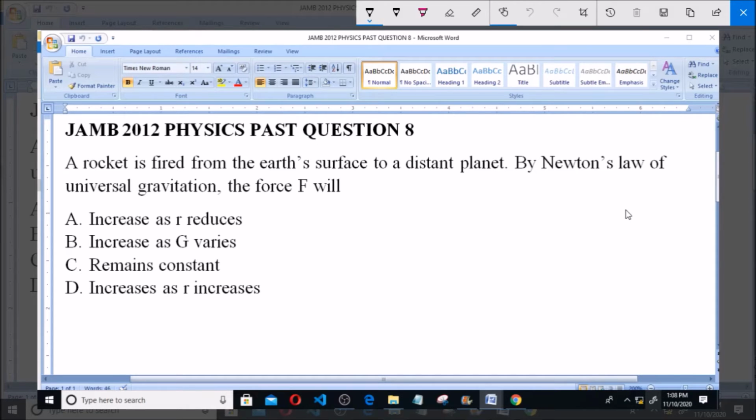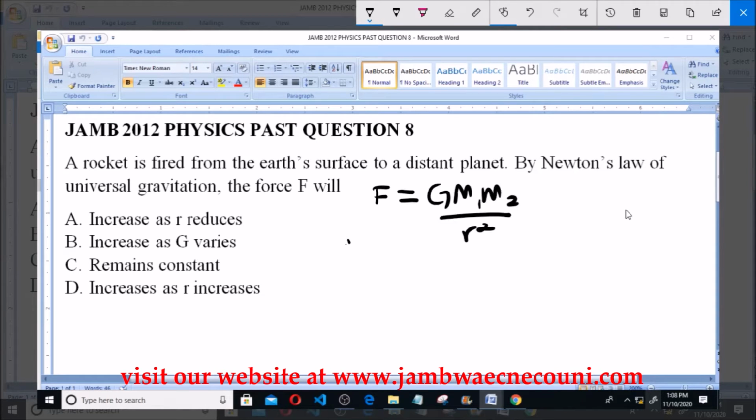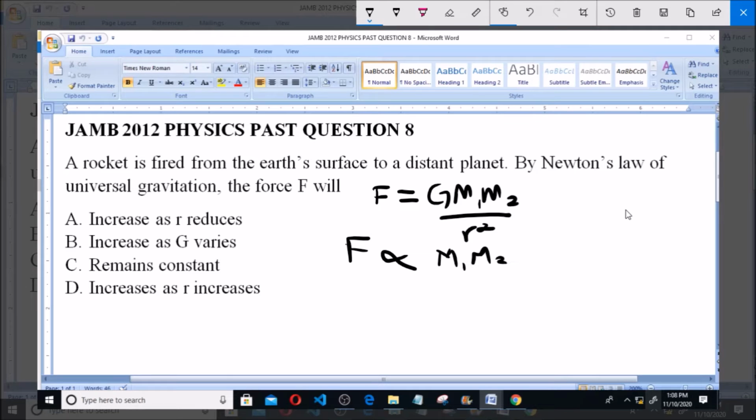So Newton's universal law of gravitation is mathematically represented like this: F is equal to G m1 m2 over R squared. So if you split this formula into its constituents, what it simply means is that the force is directly proportional to the product of the masses between the two bodies, and that force is also inversely proportional to the square of the distance apart, not the radius. So R is the distance.